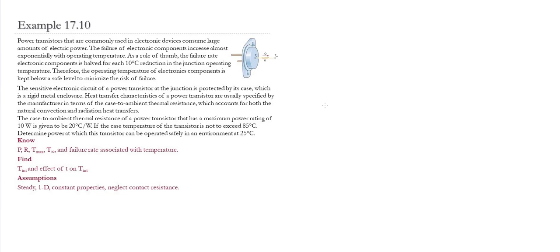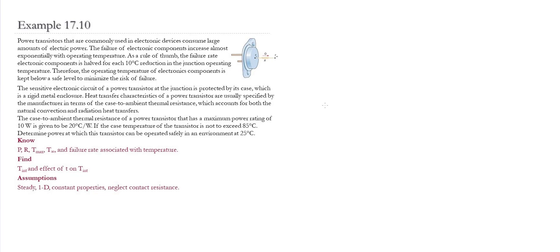The failure of electronic components increases almost exponentially with operating temperature. As a rule of thumb, the failure rate of electronic components is half for every 10 Celsius of reduction in the junction operating temperature. Therefore, the operating temperature of electronic components is kept below a safe level to minimize the risk of failure. The sensitive electronic circuit of a power transistor at the junction is protected by its case, which is a rigid metal enclosure.